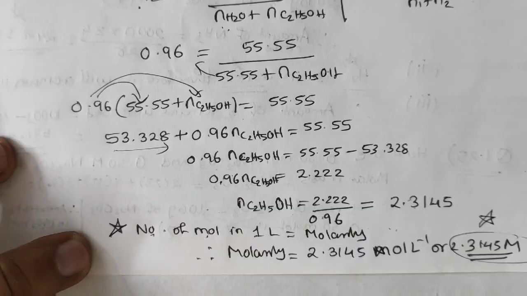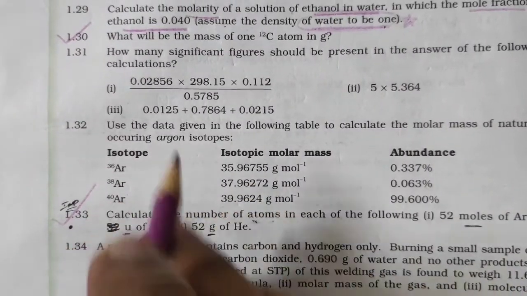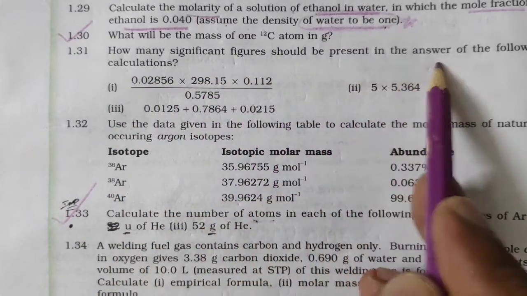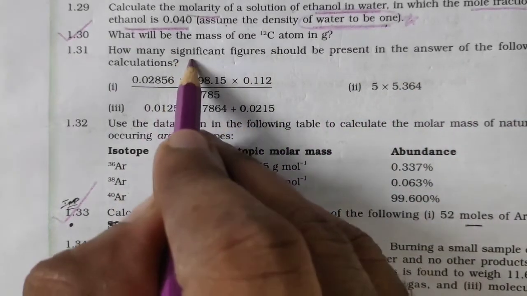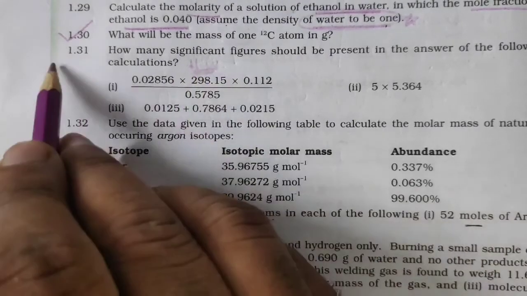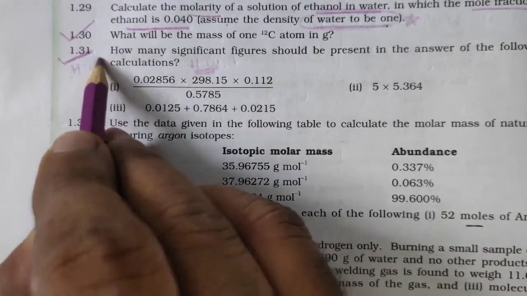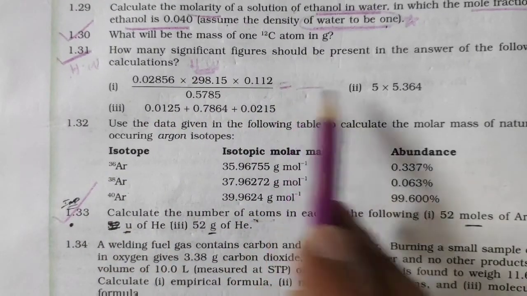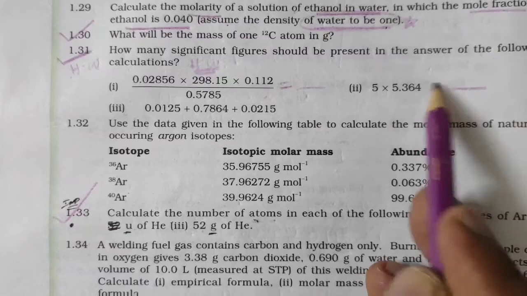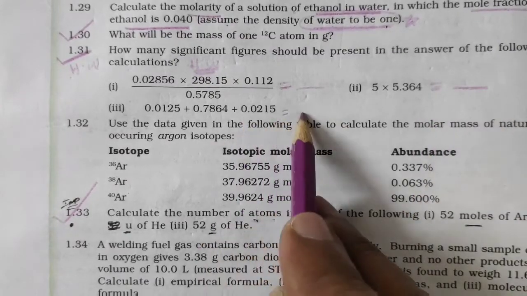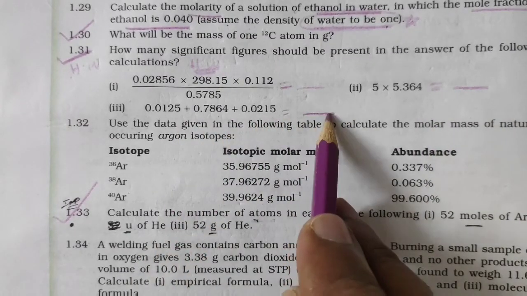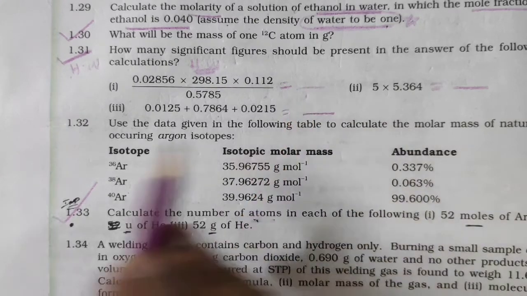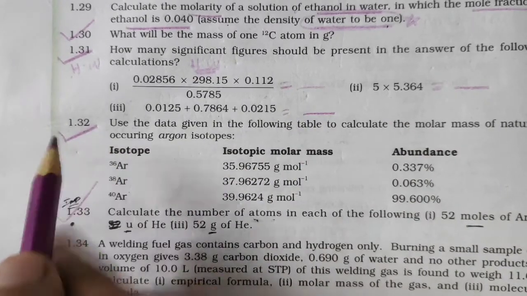Now the next question, 1.31. How many significant figures should be present in the answer of the following? This is a homework for you, right? Simply you have to calculate and find the significant figures. So you can do it by yourself, because we have already discussed this in our previous video. Calculate it, and you can see the videos on significant figures. Now the next question, 1.32.